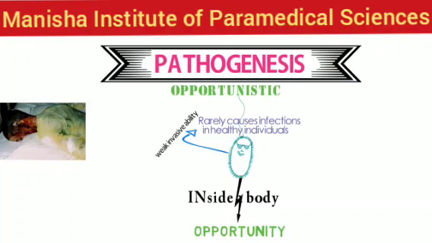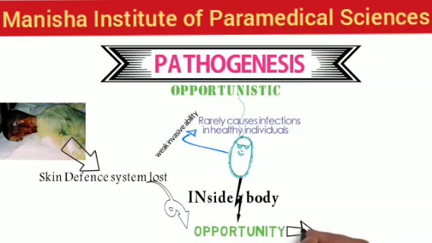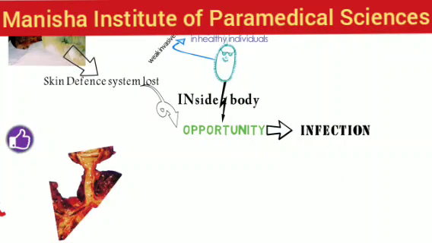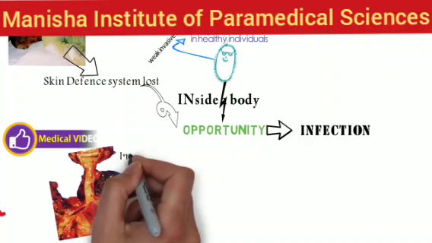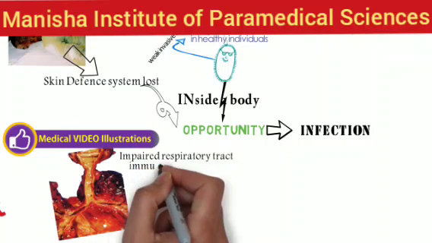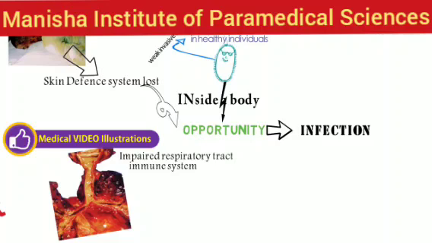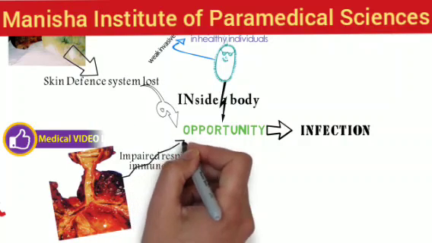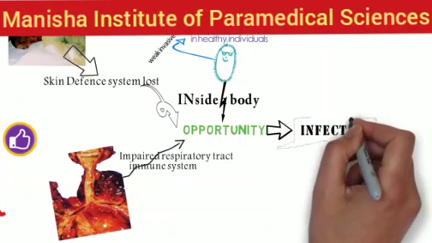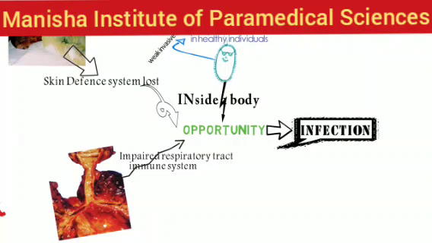What happens in a burn patient? The skin defense system is lost. It takes this opportunity and causes the infection in the burn wound. What happens in cystic fibrosis? The patient is immunocompromised and has an impaired respiratory tract clearance system, and it takes the opportunity of this impairment and causes the infection. It makes biofilm and produces chronic infection in patients with cystic fibrosis.